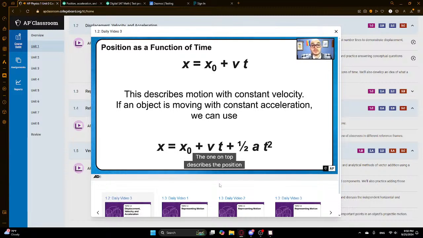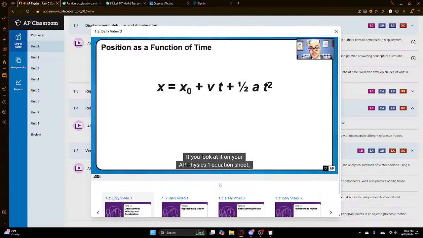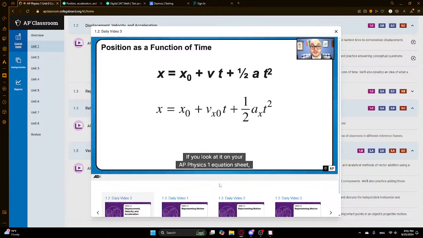The one on top describes the position of an object moving with constant velocity. The one on the bottom describes the position of an accelerating object as a function of time. If you look at it on your AP Physics 1 equation sheet, you might see something like this. Those little subscripts of x just remind us that this is in a particular direction.